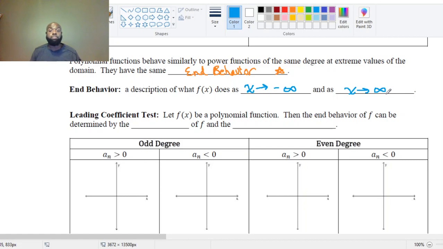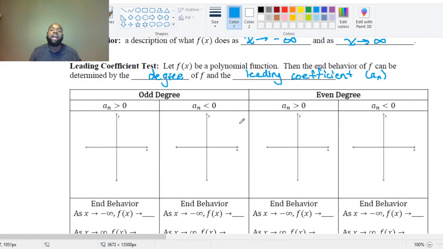All right. And so since that leading term is going to have all the control, we know how to figure out the end behavior of our graph by looking at the degree of the polynomial, but we also have to look at the leading coefficient, which leads us to what we call the leading coefficient test. It says let f of x be a polynomial function, then the end behavior of f can be determined by the degree of f, that's the degree of the exponent of the polynomial, and the leading coefficient. The leading coefficient is that a sub n, right? That number that's multiplied by your variable of highest exponent, right?